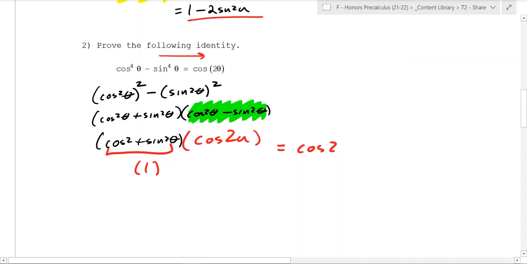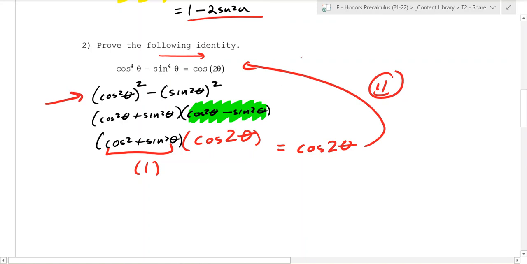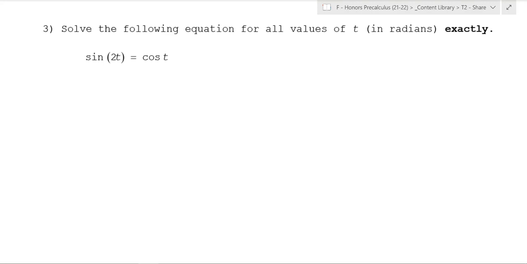I don't know why I went to u there. Theta, cosine 2 theta. I went to u because it was written up there like that. Cosine of 2 theta, which is what we wanted to prove. Yay! So again, this is the difference of squares, this is an identity from above, and this is the Pythagorean identity, the first one. So how do we solve this equation for all values of t in radians exactly?